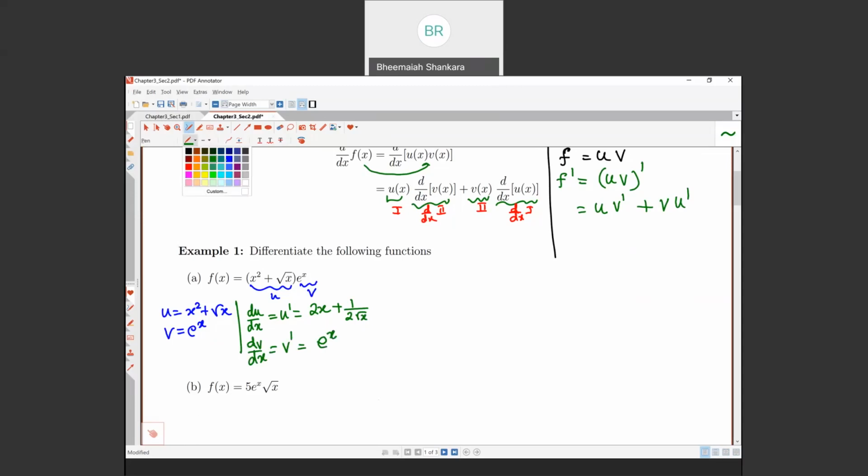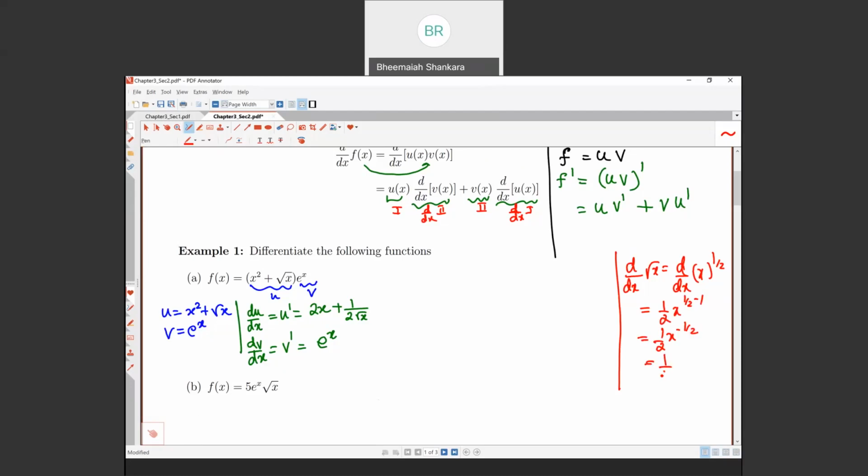I want you to make a note of deriving square root functions, which you will see many times in differentiating. So suppose you have derivative of root x. Root x can be written as x to the 1/2. Now you want to do the power rule of differentiation. So this is 1/2 x to the 1/2 minus 1. So it's 1/2 x to the negative half. This can be written as 1/2 and then the x to the negative half can be written in the denominator as root x.